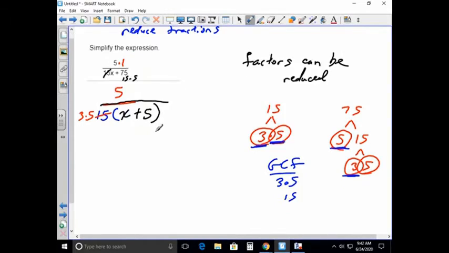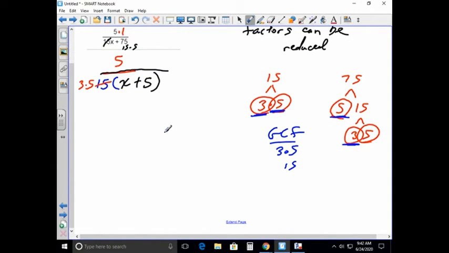But the way MyMathLab shows you to do this, they throw in an extra step just to help you understand why it's factors that you can reduce and not other things. So they're going to say, well, the top, which is 5 times 1, we have a 5 on top and we have a 5 on bottom. So let's rewrite our fraction by pulling the 5s out front. On top, we're left with a 1. And if we take the 5 out front, we're left with a 3 and an x plus 5. Notice we still have 5 times 3, that's our 15, and we still have our x plus 5.